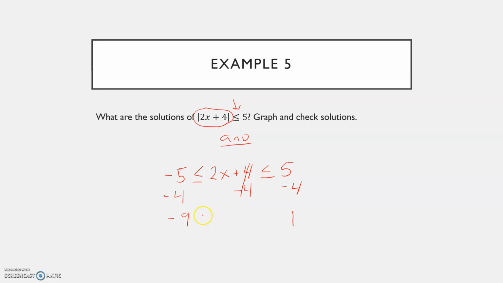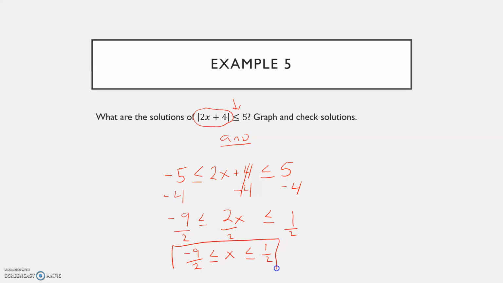Our plus 4 and negative 4 cancel, and so we're left with 2x in the middle, negative 9 is less than or equal to 2x, and 2x is less than or equal to positive 1. And then we're going to divide by 2 on all parts, and so we get x less than or equal to 1/2, and x is greater than or equal to negative 9/2, or negative 4.5, however we want to write that. So there is our compound inequality.